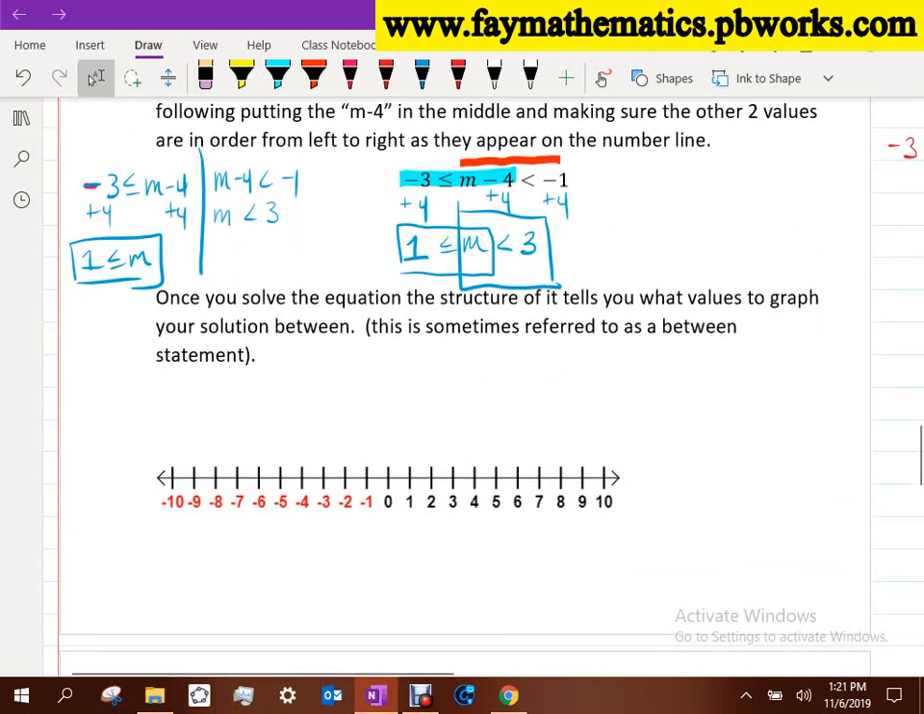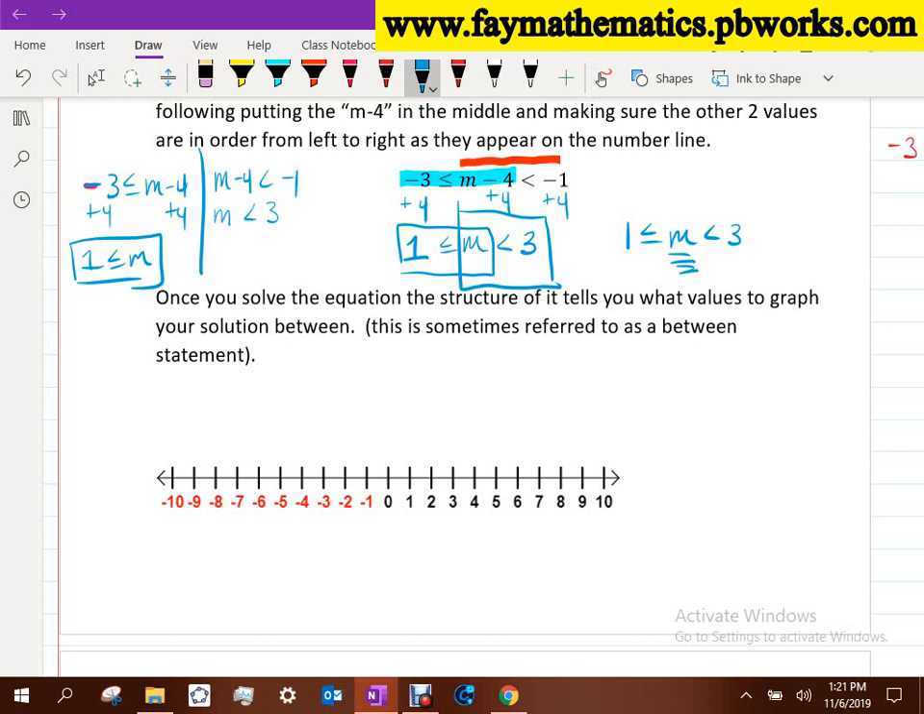Okay? So let's go a little bit further with this. Let's graph our solution. If I look at this, when I say 1 is less than or equal to m is less than 3, m is talking about our answers, right? m is all of our solutions. Would you say in that sentence, m is between 1 and 3?